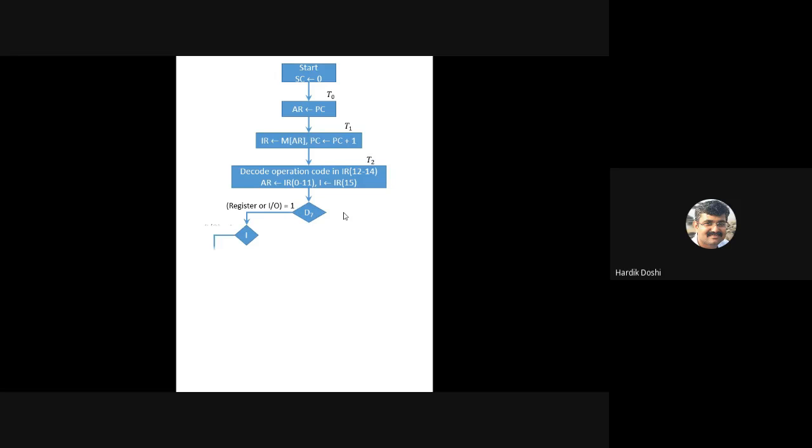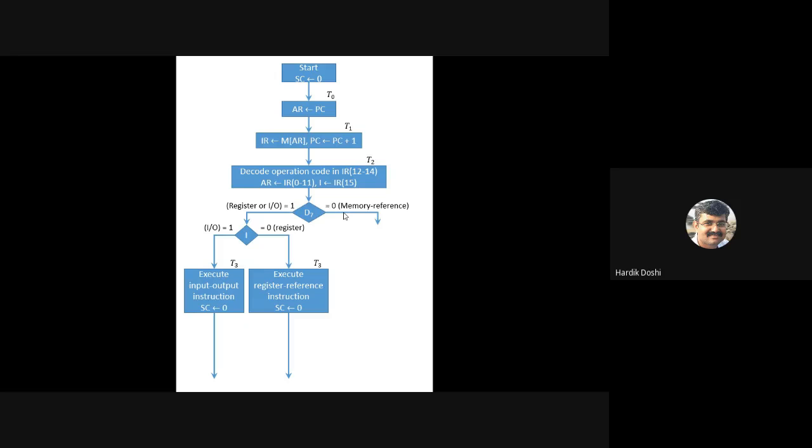So if I is 1, then it is IO, and at time T3 the instruction gets executed. Same way, if I is 0, then it is a register reference instruction. So again at time T3, this will get executed. Now if D7 is 0, that means it is a memory reference instruction. We have discussed that if D0 is 1, then it is the AND instruction, and if D1 is 1, then it is the ADD instruction, and so on.